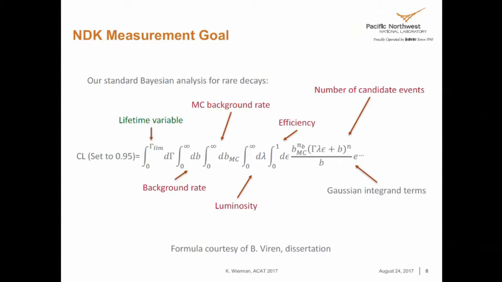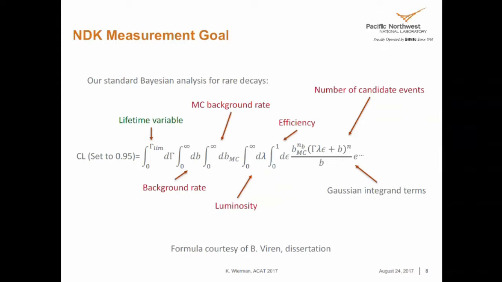What I want to fetch out from the analysis, and how this factors into the endpoint goal of getting a lifetime, are these variables in red, with the green being the objective variable that we use to constrain the full system. So I need to know not only the number of candidate events that I fetch out of a given data sample, but the expected background rate, luminosity on the detector, and the various efficiencies related to not only the detector itself, but my analysis.